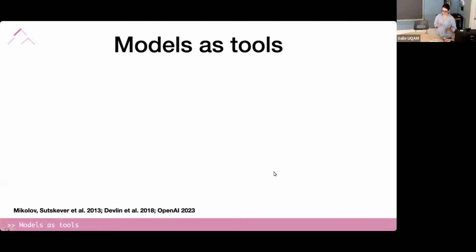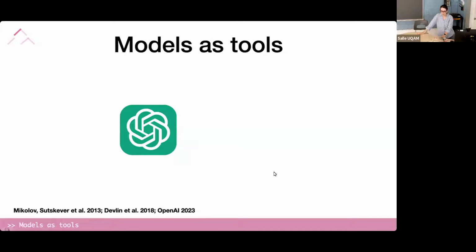So models as tools, what do I mean? An obvious way that we can use these models is simply as processing tools: to process data into cleaner data, or generate new data. But that's not what I mean when I talk about models as tools. I really want to talk about studying the models themselves, not using the models as part of a pipeline for our research.